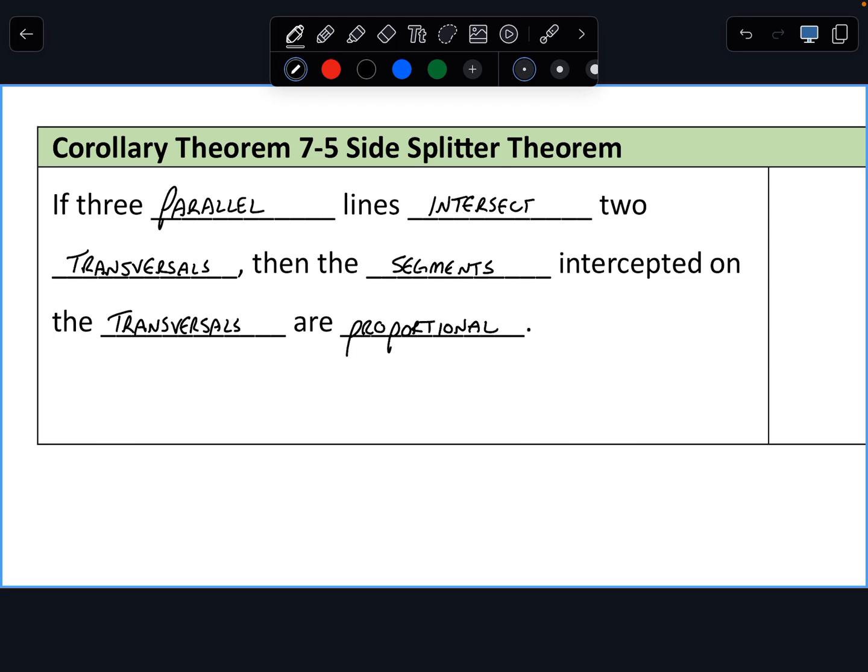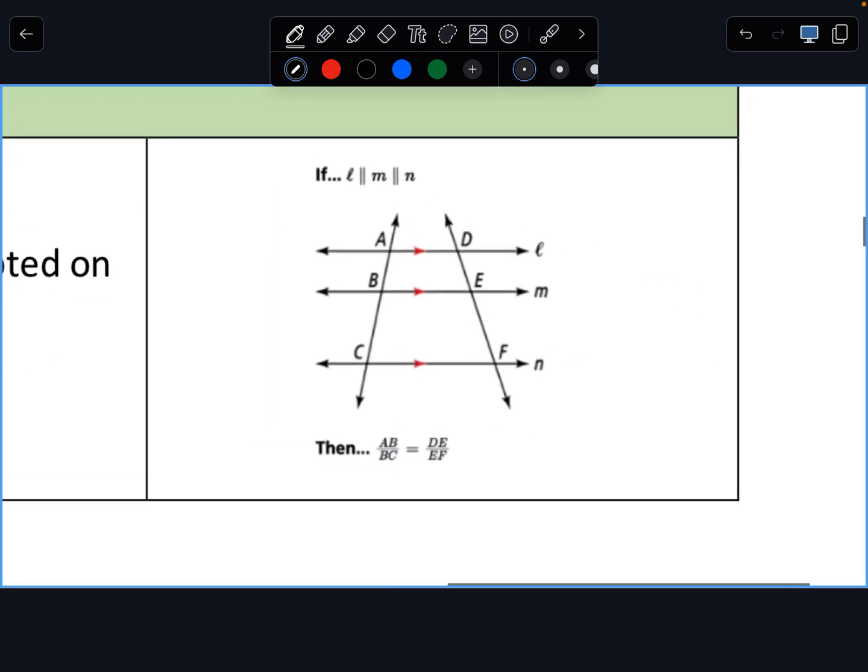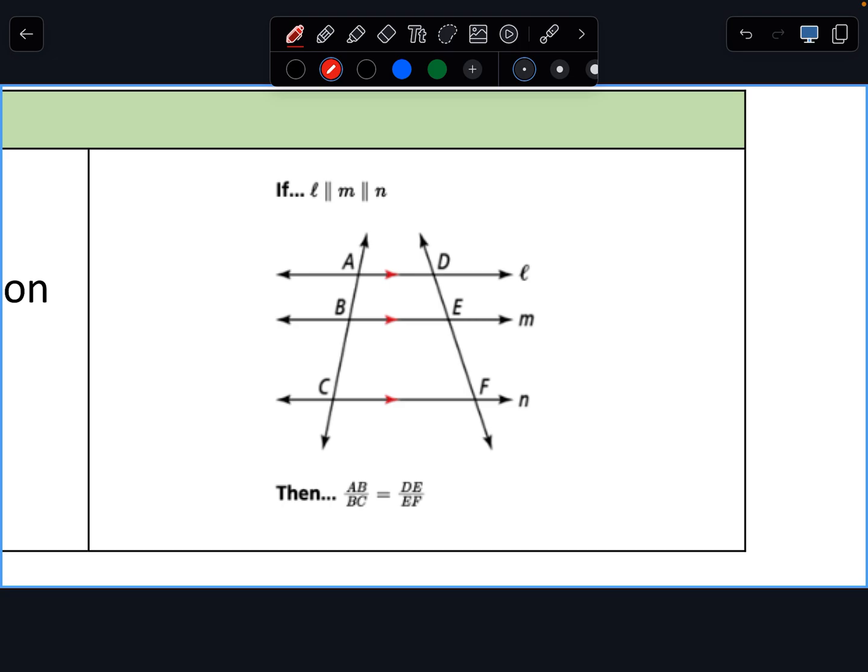What does that mean? Well, it's a little clearer if we look at the diagram on the right. Notice I have three parallel lines. How do I know they're parallel lines? Well, these markings, the arrowheads, show me that I have parallel lines. And those three parallel lines are intersecting two transversals, this line on the left and this line on the right. What this theorem says is that these transversals are split into proportional pieces.